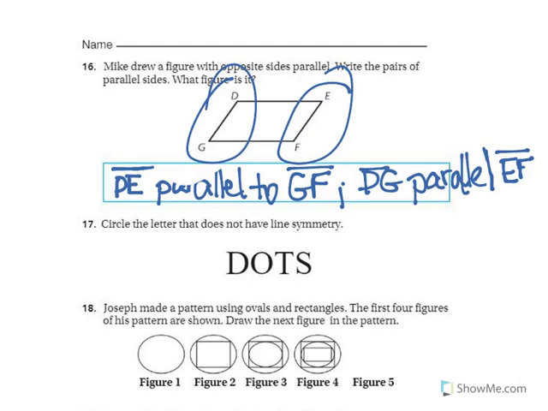Number 17, circle the letter that does not have line symmetry. We can go in and look at the D, and we can't draw a vertical line to get it, but we can draw a horizontal line. So D does have a line of symmetry.